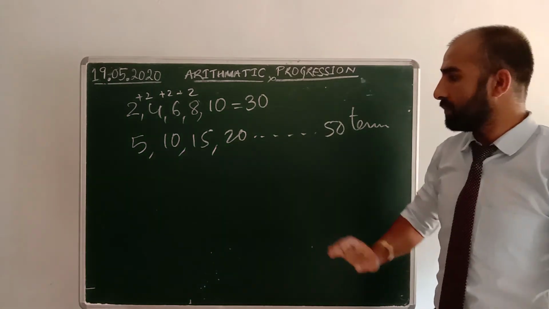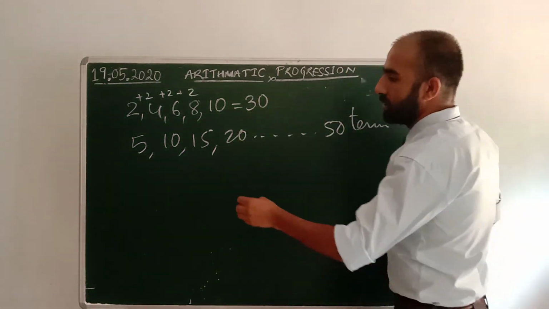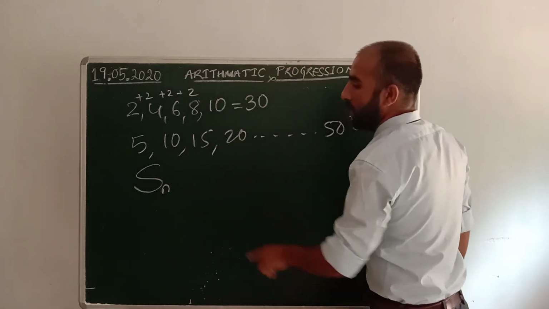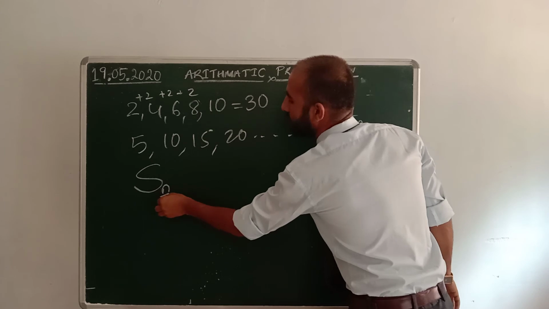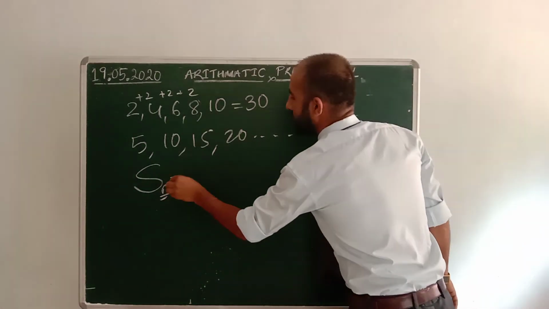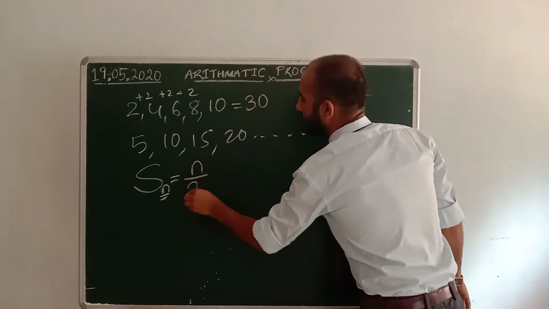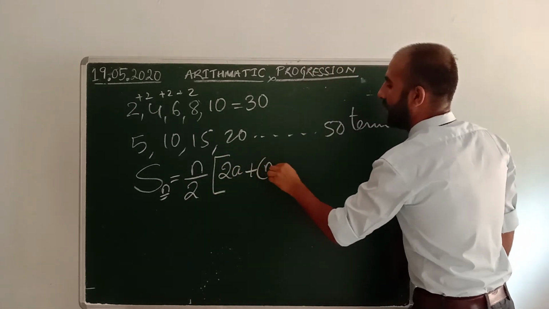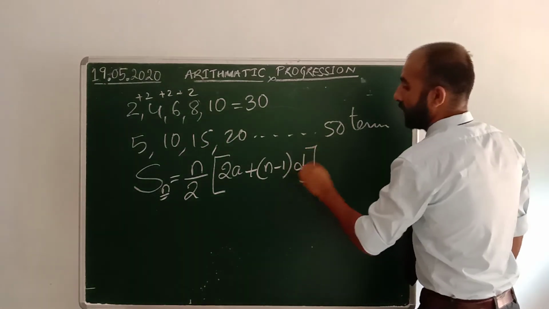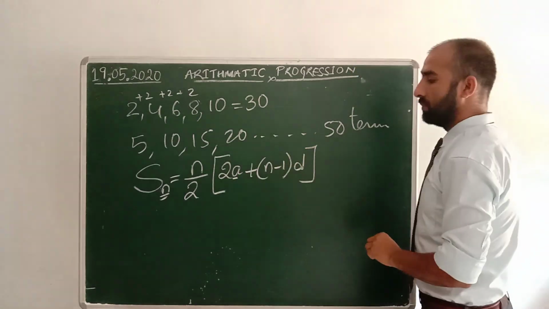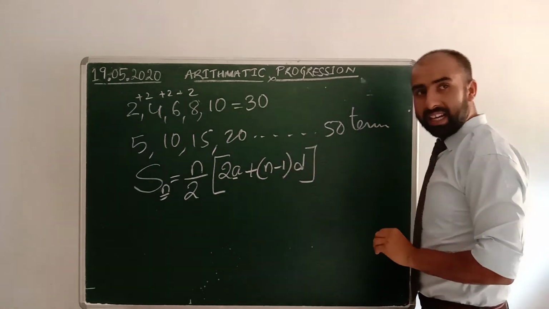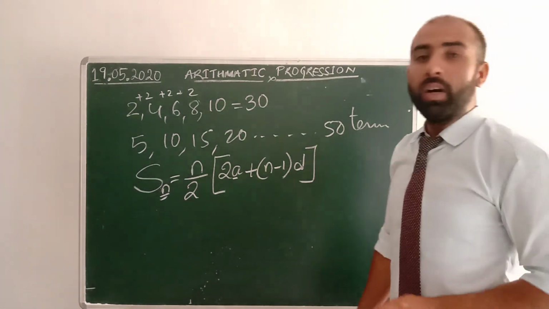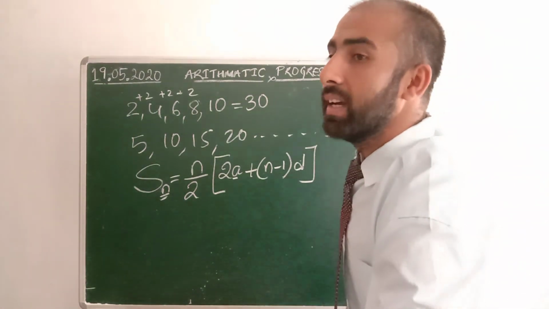Let me write the summation formula, then I'll explain the terms used there. The summation formula is represented by Sn, where n means how many terms you are going to add, which is given by n by 2 into 2a plus n minus 1 d, where a means the first term, n means how many terms you are going to find, and d means the common difference. Okay, so let's get started with one example.